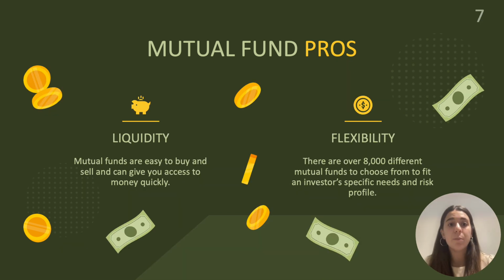Another benefit of mutual funds is liquidity. Mutual funds are easy to buy or sell, with orders being able to be placed on the phone or online, and they can give you quick access to capital. Additionally, another benefit would be flexibility, since there are over 8,000 different mutual funds to choose from with differing characteristics, so investors are able to find one that fits their personal needs.